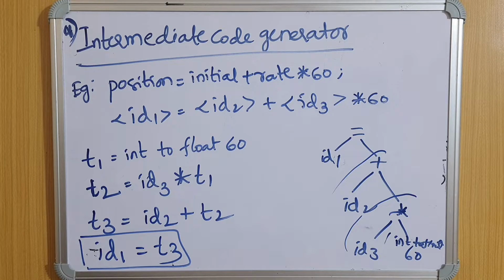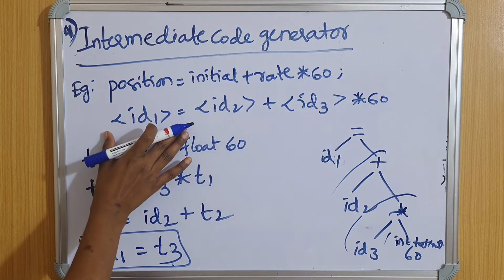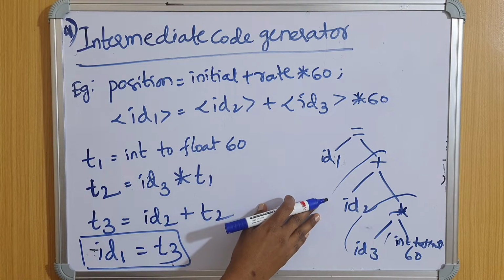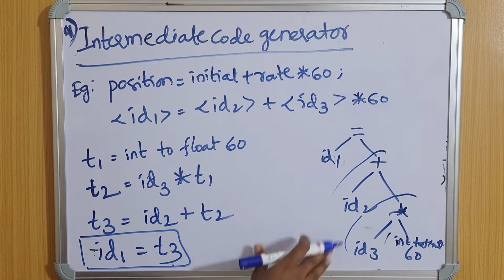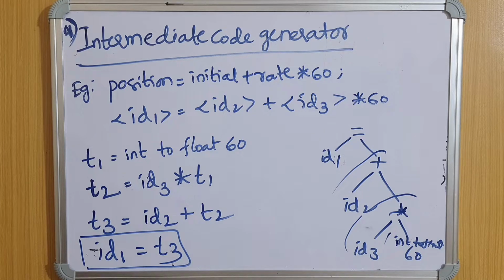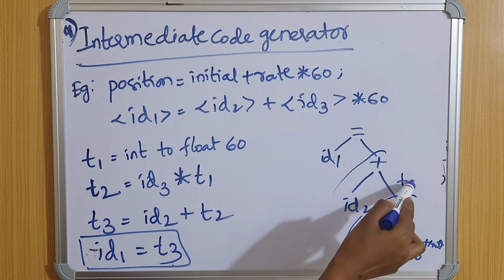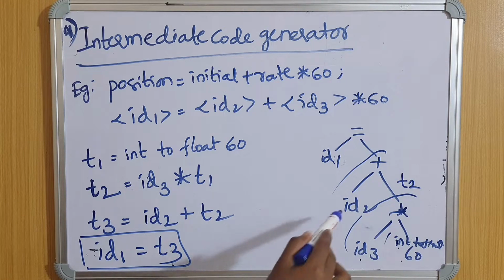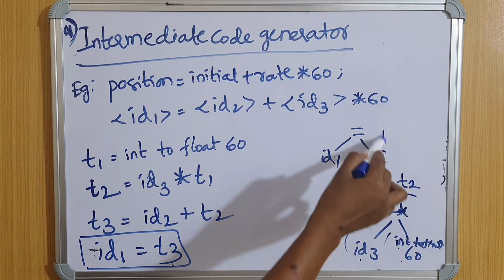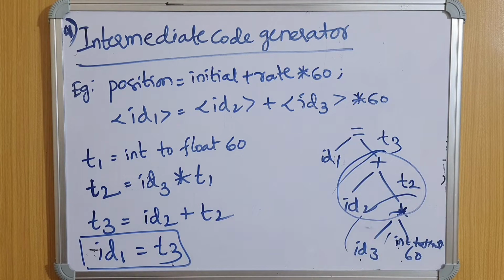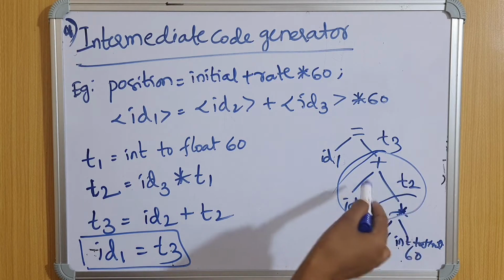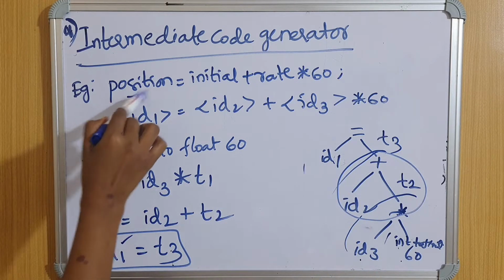Very simple. See here, the lexical analyzer outcome is this one. We will draw the parse tree in the syntax analyzer. In the semantic analyzer we will check whether it is correct or not in the syntactical manner, so whatever changes we make, integer to float. This value will be stored in t1, this will be multiplied with id3, and that will be stored in t2. Then we add id2 and t2, and this will be stored in t3. Then the total value will be assigned to id1, that is position.